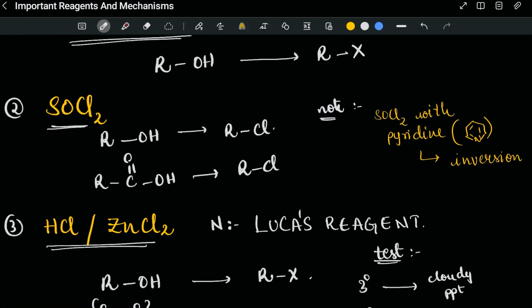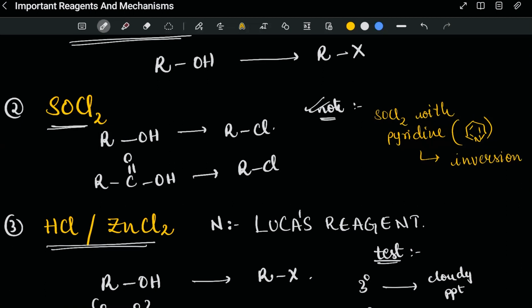SOCl2 is also a halogenating reagent, and this will convert alcohol into RCl, but also it will convert carboxylic acid to acid chloride, RCOCl. So this is a really strong halogenating agent. We also have a note here, SOCl2 with pyridine.